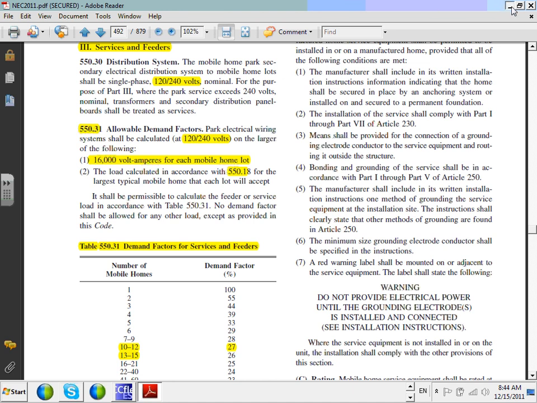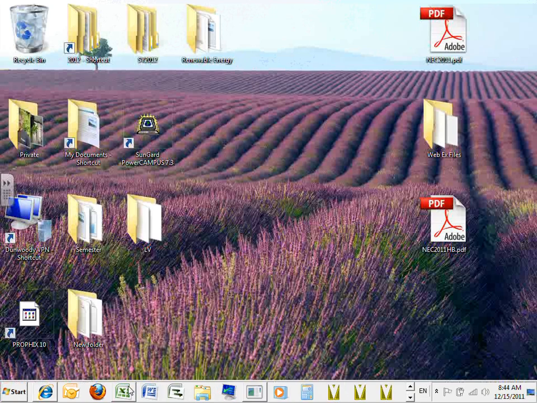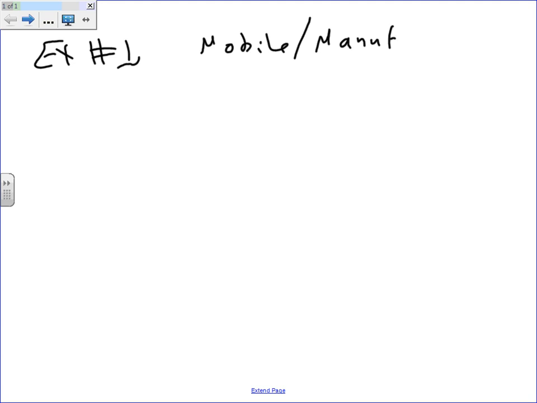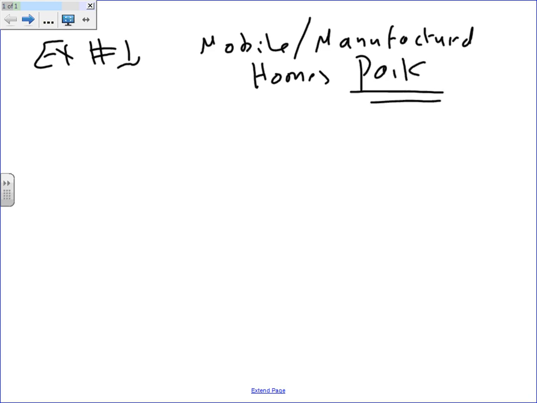So, all right, let's have an example based on this. Let's go, so everybody knows where we are, and I'm going to go directly into my example. For this example, let's use a mobile manufactured homes park. Example number one, mobile/manufactured park. So we're doing it for the park. We're doing it for the whole service that feeds the whole park, all the lots. Make sense?